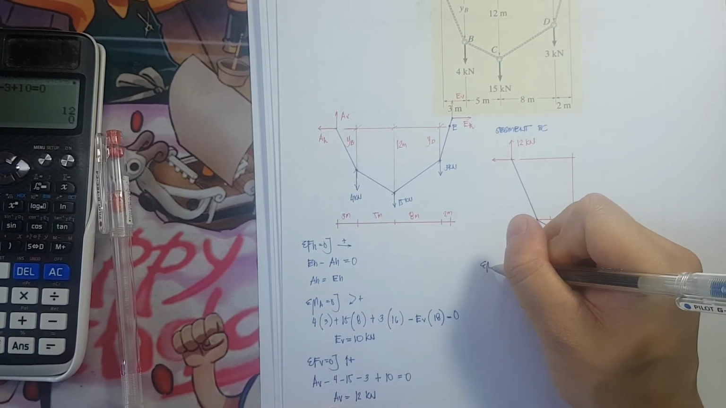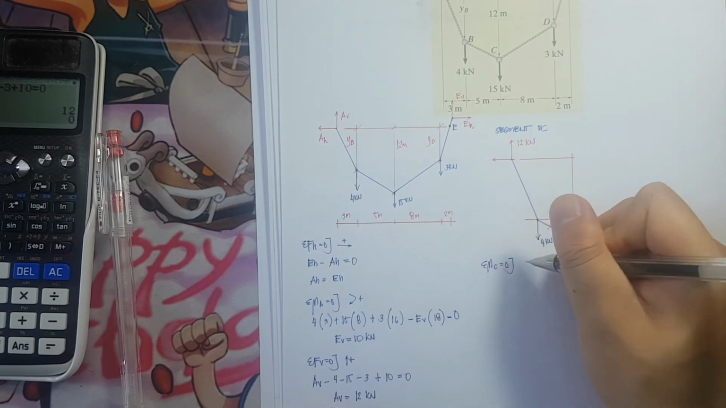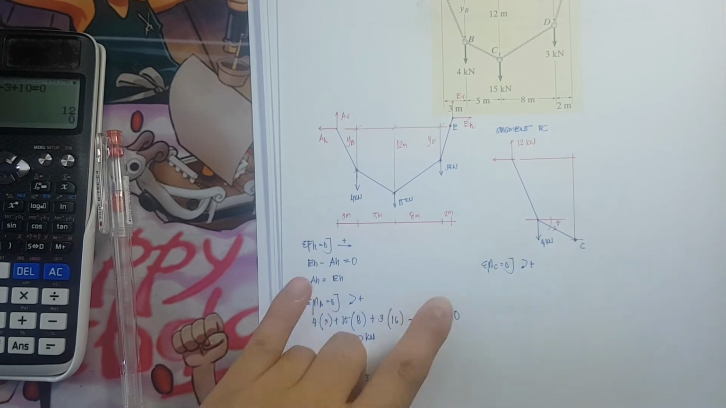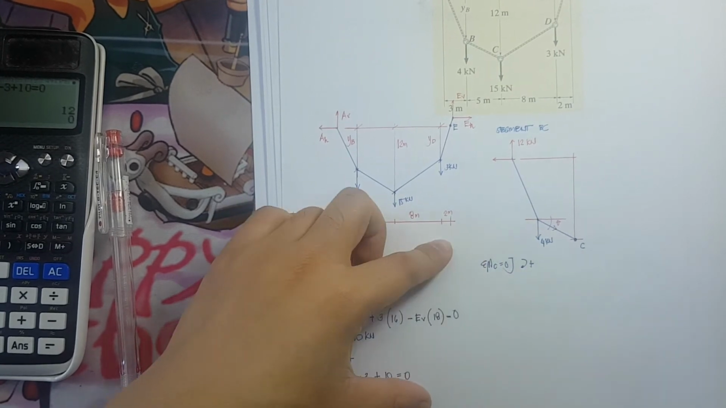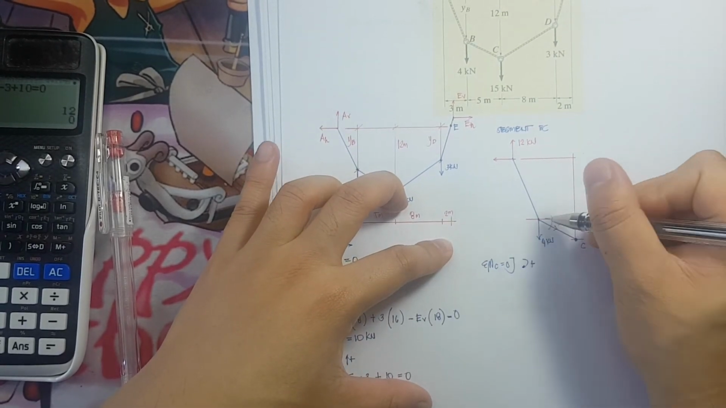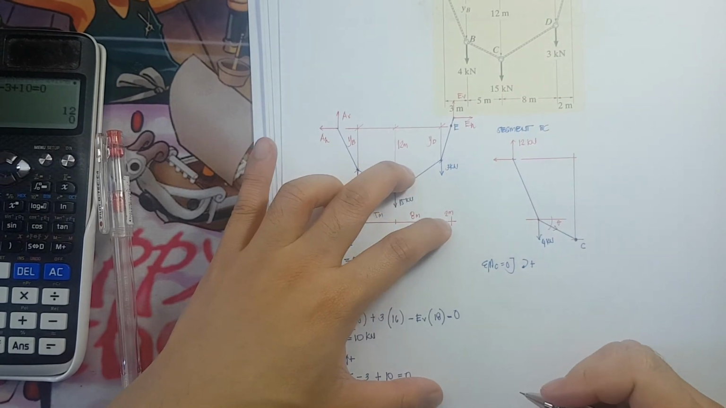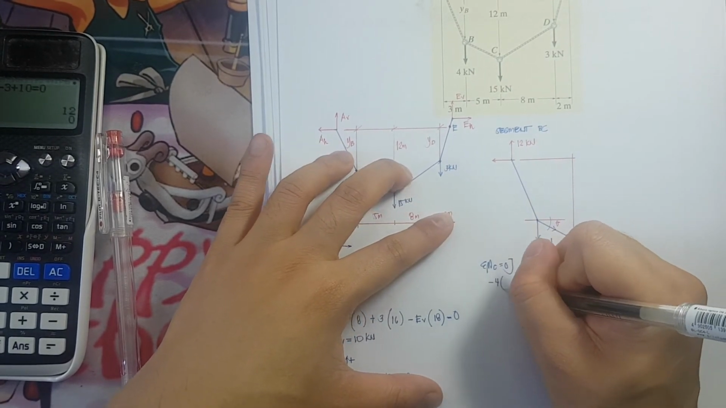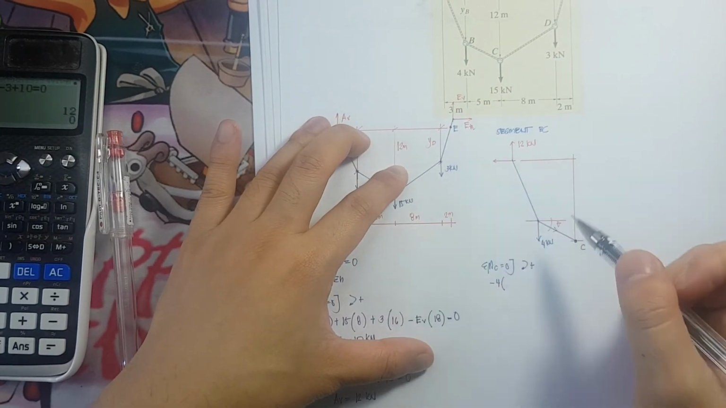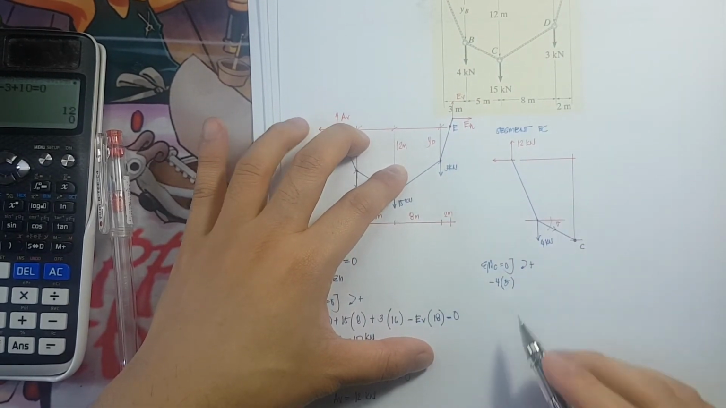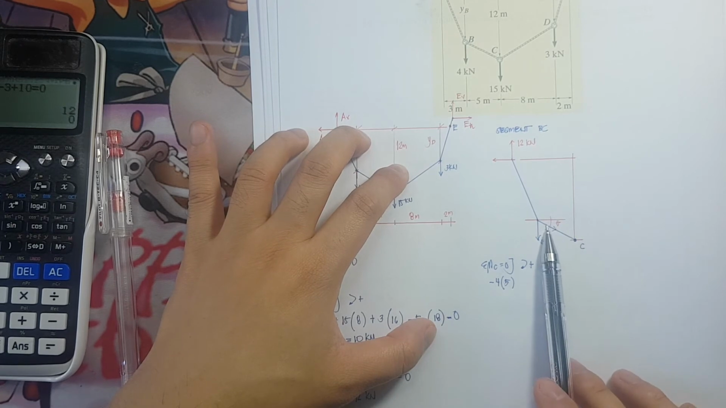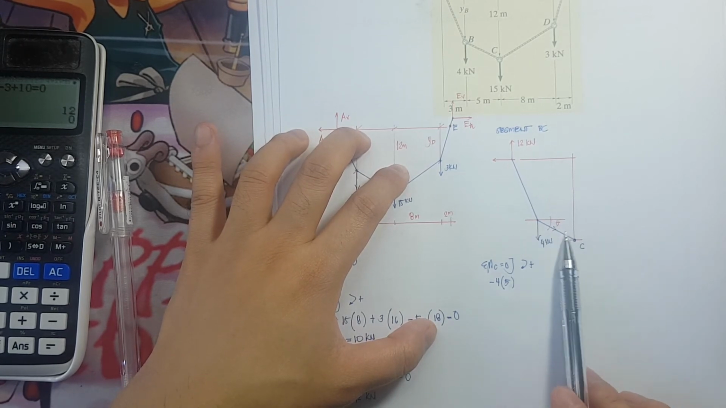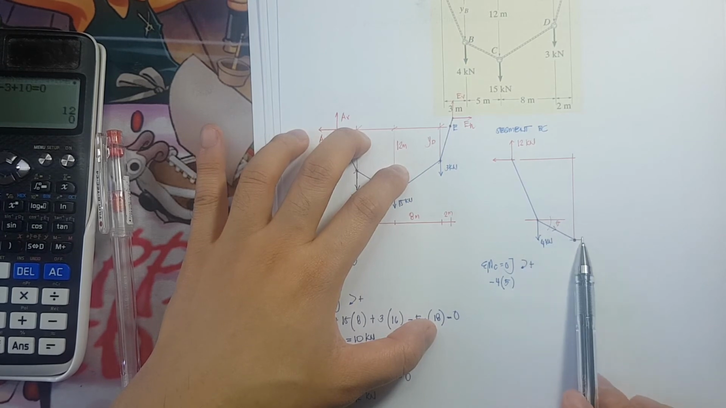So summation of moment at C is equivalent to 0. All forces that are rotating clockwise should be positive. So what are those forces? I have here 4 kilonewton rotating counterclockwise, and that is negative, times a lever arm of 5 meters. Next, BC here is concurrent with point C, therefore it can be cancelled out.